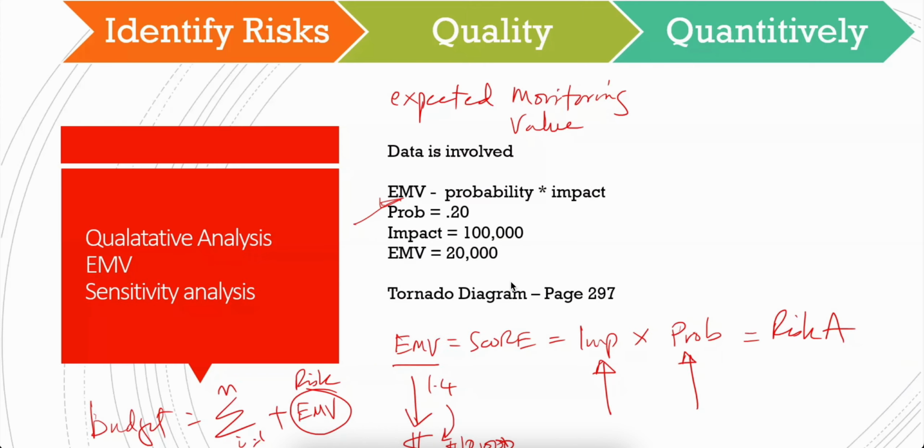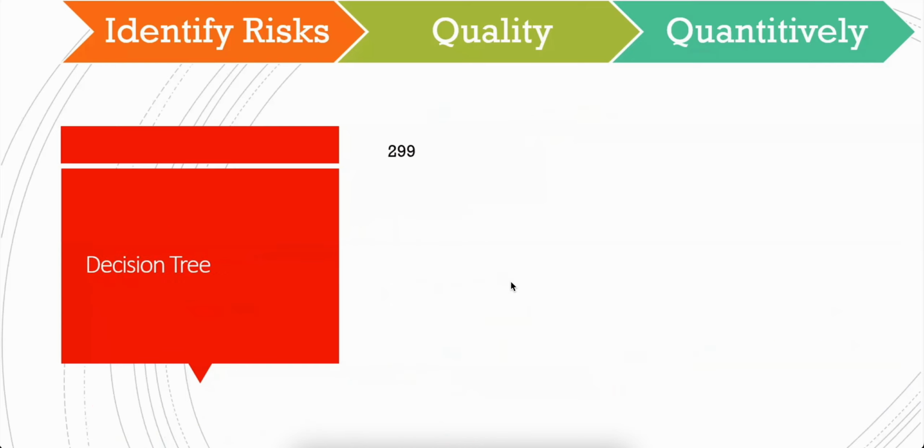So this tornado diagram, look in the book, page 297, it'll give you another way to quantitatively figure out what your risk is. You can use a tornado diagram. All right, so I'm just going to bypass that one.